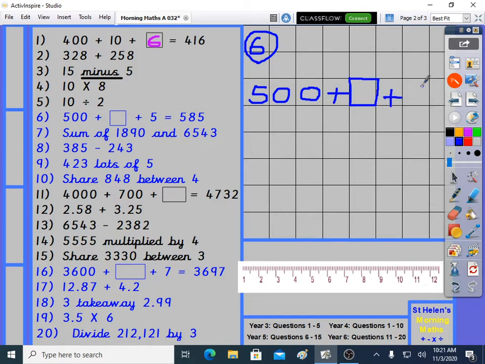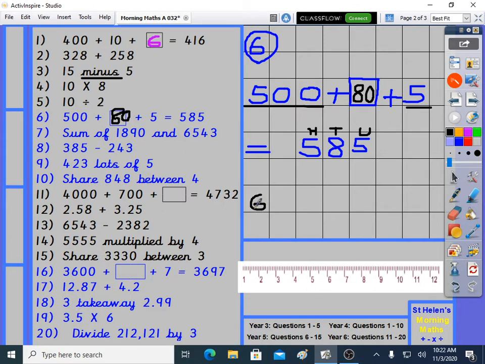500 plus something plus 5 equals 585. You can hear what's missing, can't you? 500, that's there. And there's no 8 up here at all. 5 units is there. What's missing is this 8 tens. 80. 8 tens is 80. So 80 is what we're looking for in the missing box. 500 plus 80 plus 5 equals 585.